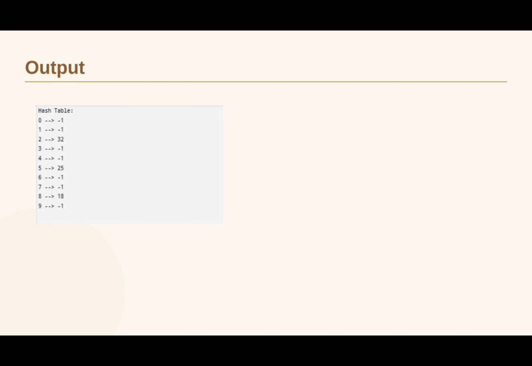We can see that value 32 is stored at index 2 and value 25 is stored at index 5. Value 18 is stored at index 8. All other positions contain -1, indicating that they are empty. This output matches the calculations we performed in our example problem, confirming that the hashing process is working correctly.